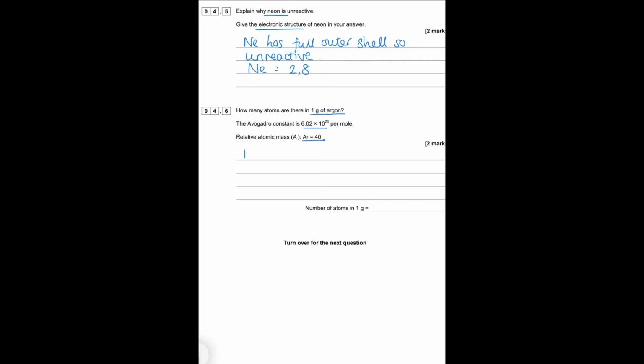Therefore, to work out 1 gram, it would be 6.02 times 10 to the power of 23 divided by 40, which would tell us how many atoms in 1 gram. And if we work that out, we get an answer of 1.505 times 10 to the power of 22.